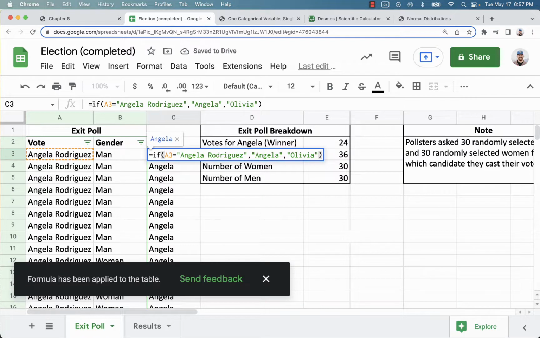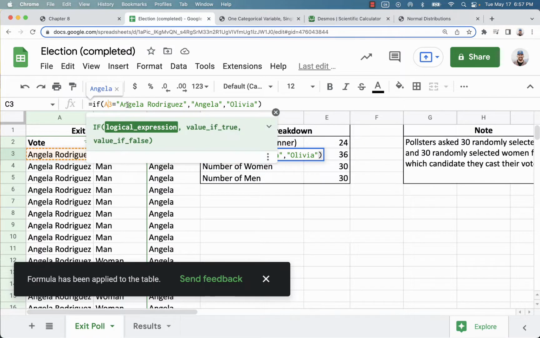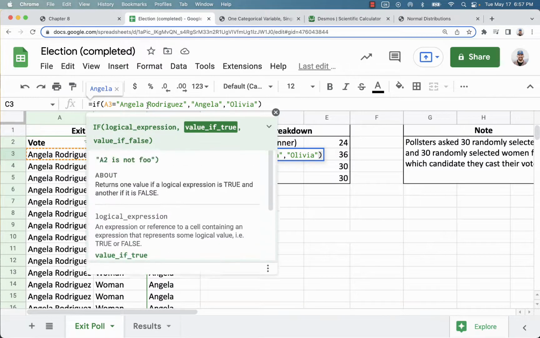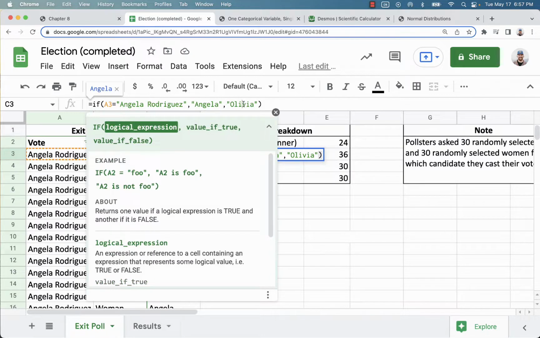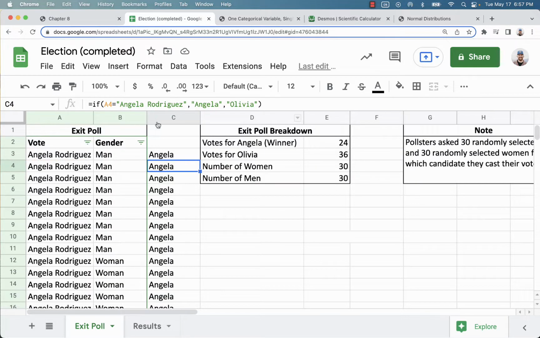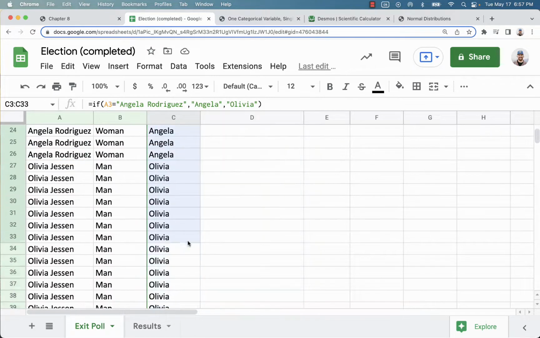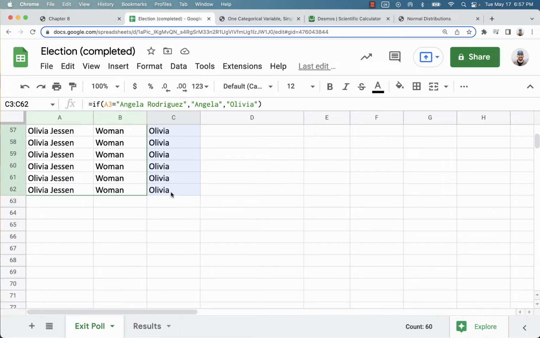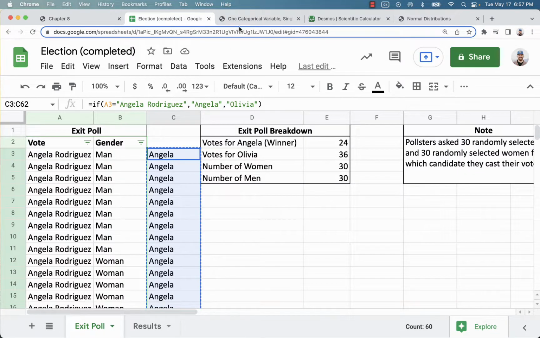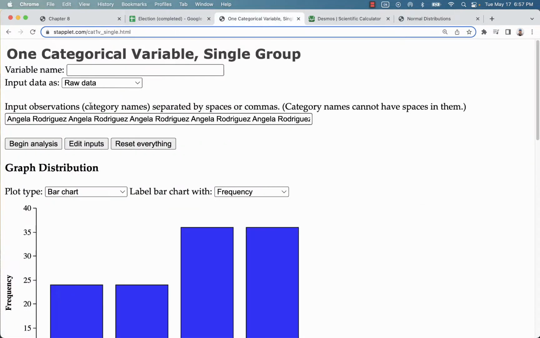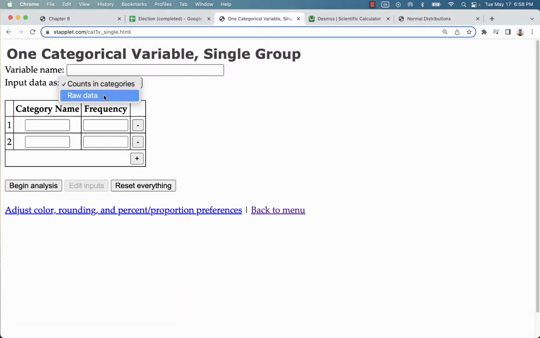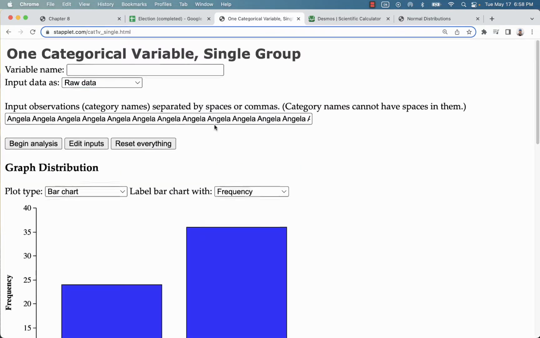You can also look at it up here. So if the value of A3 is equal to the full name, we're going to insert just the first name. And if not, so if we don't see Angela Rodriguez, we're going to put Olivia there. And then when I fill down, it just fills down the reference with it. So that's a way to convert that down to a single word. There are other tactics as well. Let me copy and paste this in here. Raw data. There we go.